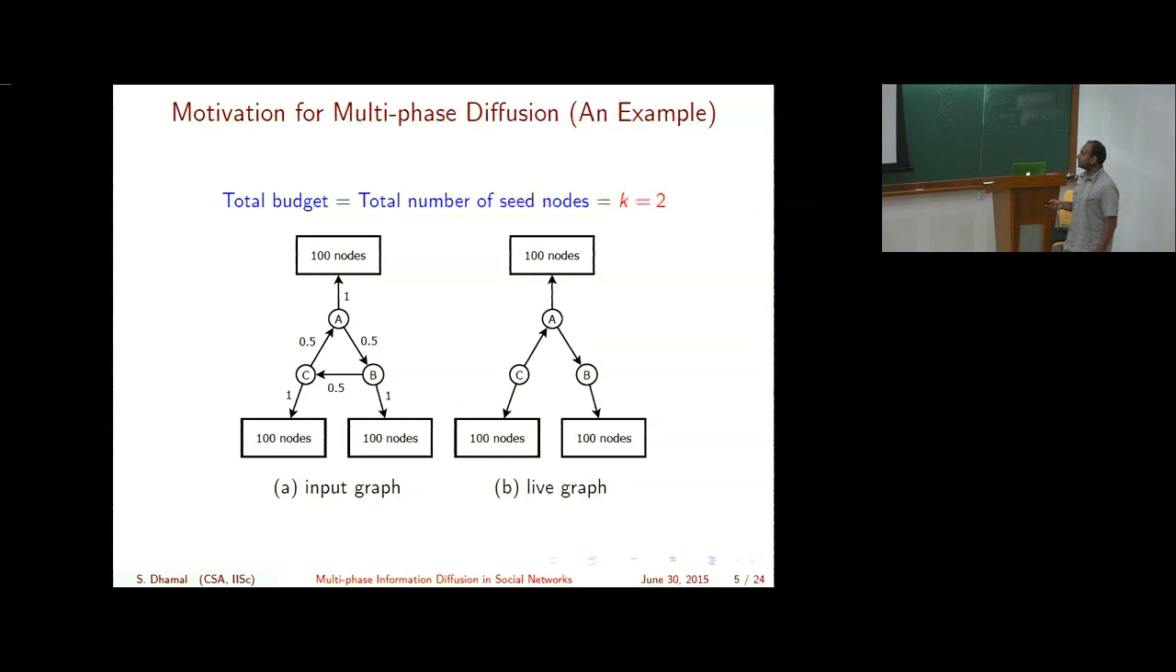Okay. So in practice, what kind of a graph is going to occur? This is the probabilistic graph which is given to us, but in practice, we are going to get one particular graph. So this is the instance of that graph, but we cannot see this in real life. It's what is underlying. So the main motivation for multiphase diffusion is to uncover this live graph to some extent.